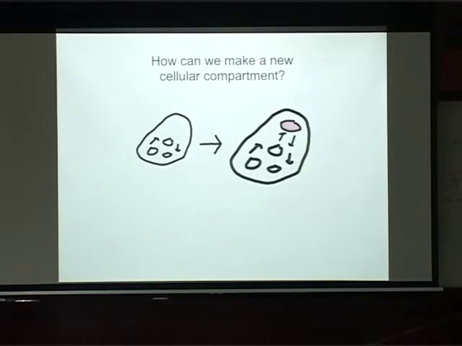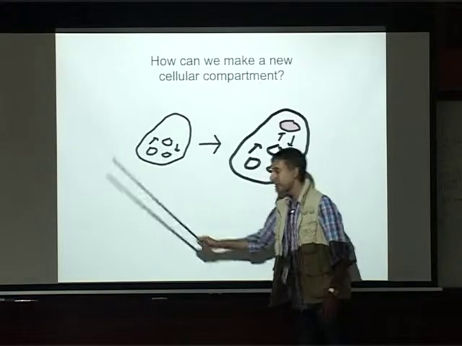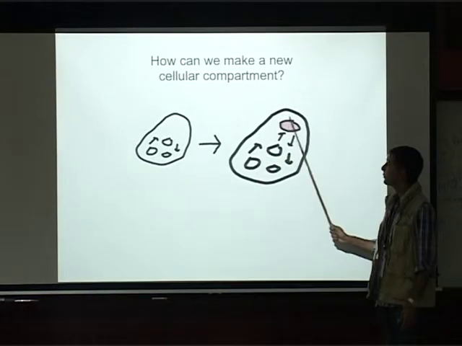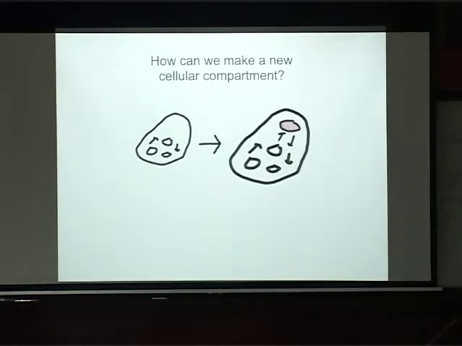Okay? So to compress the question again, how do you go from a morphologically simple cell to a morphologically complex cell? How do you add a new type of compartment inside a cell? Right? That's the one thing I'm focusing on over here.